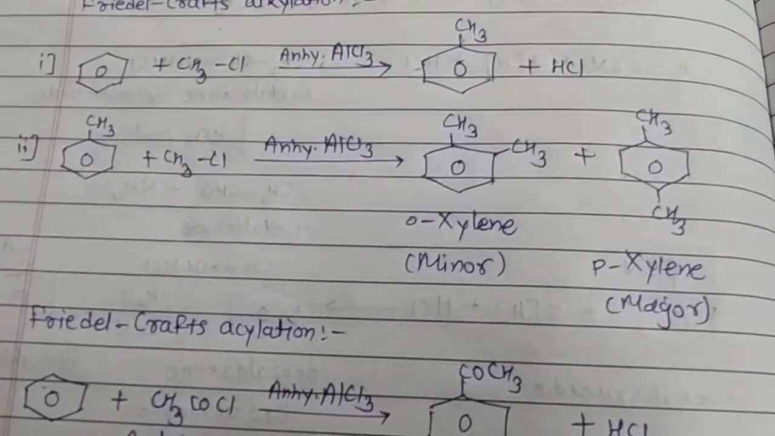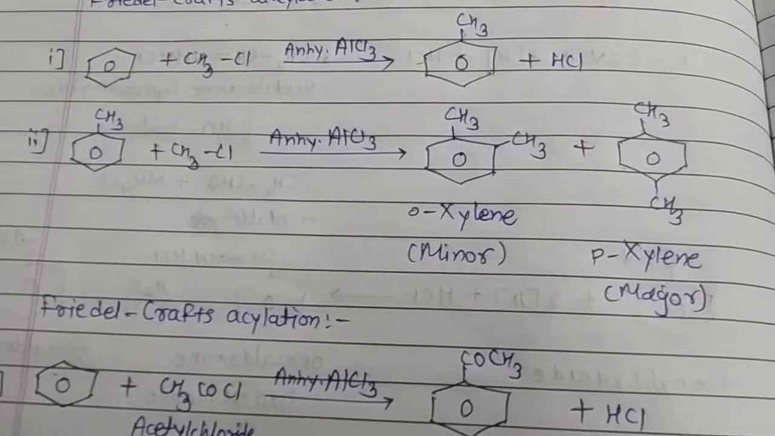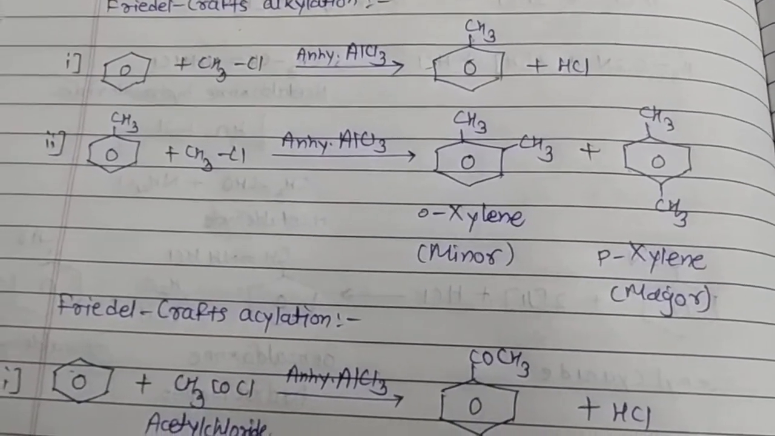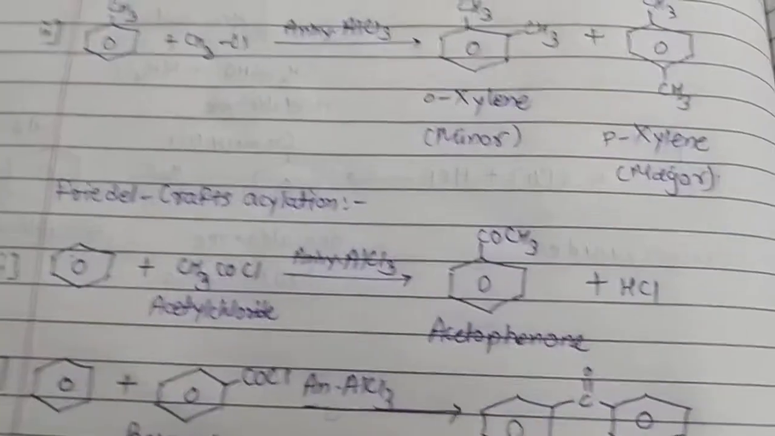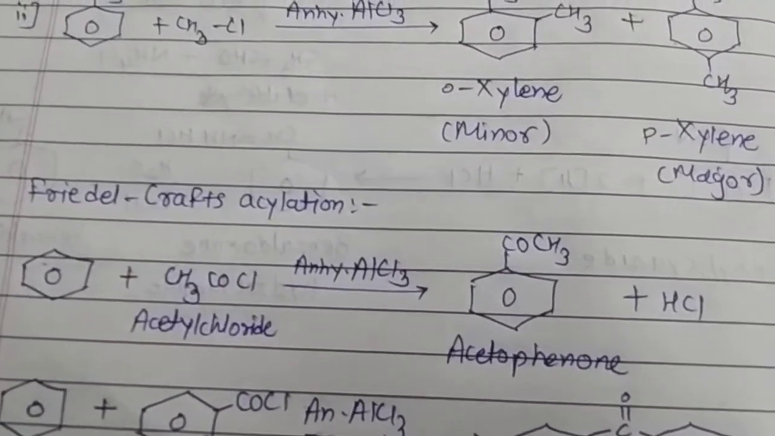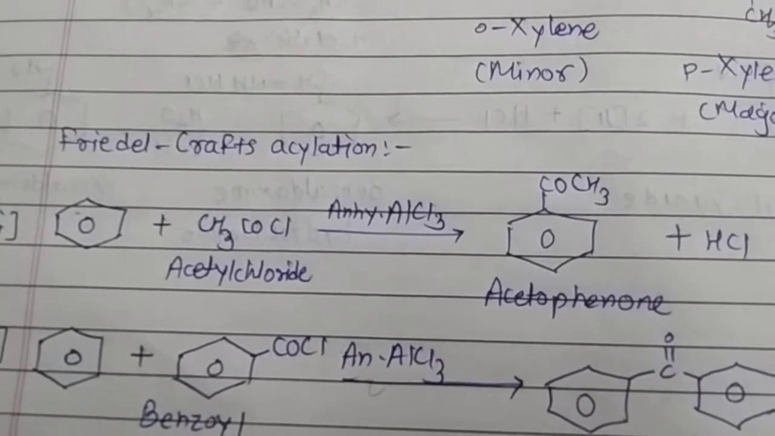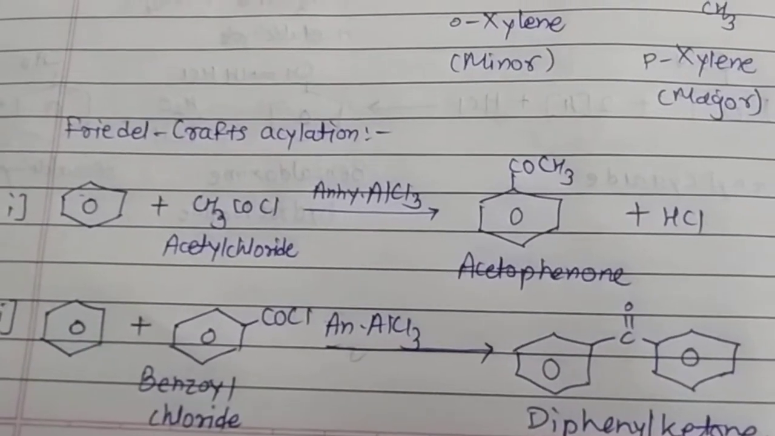CH3 is electrophilic in nature, so it gets substituted on the electron rich benzene ring. So that reaction is known as electrophilic substitution reaction. Friedel-Crafts acylation is similar, only in place of CH3Cl there is CH3COCl, so the acyl group is there.